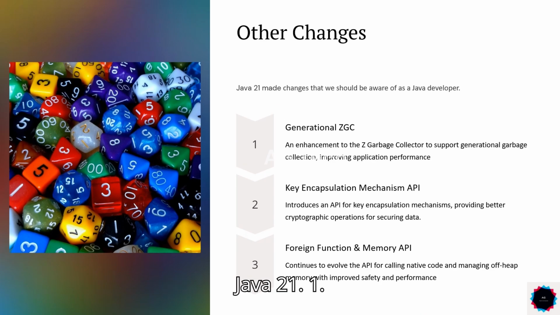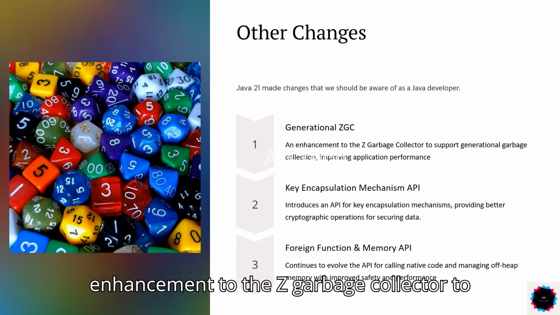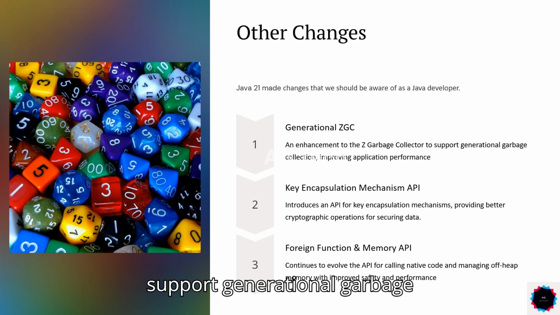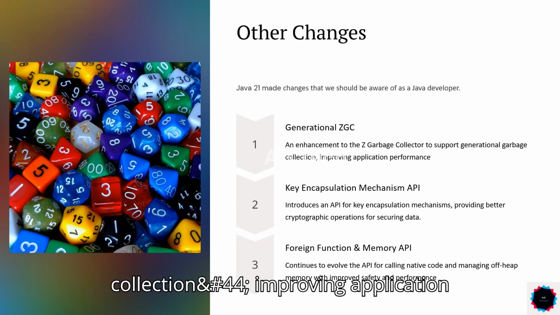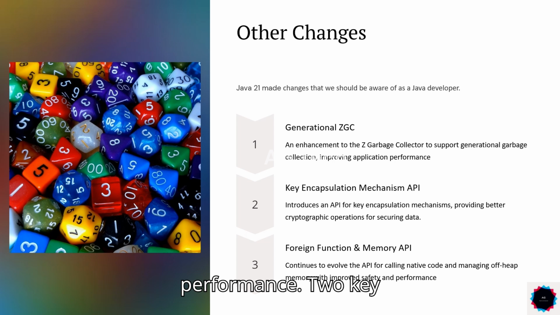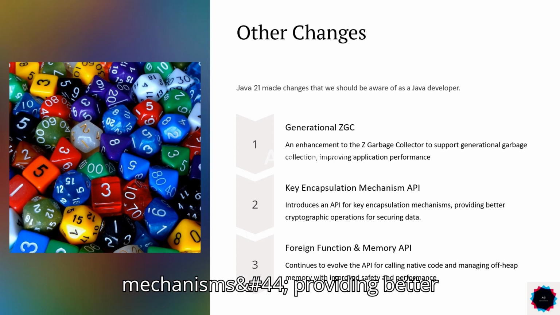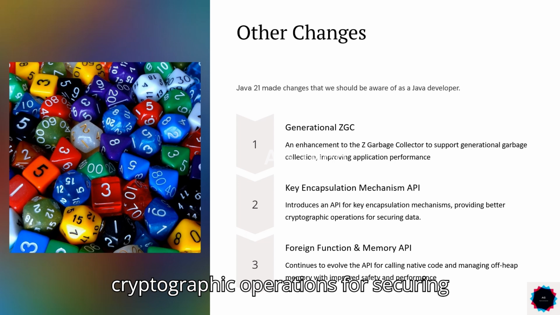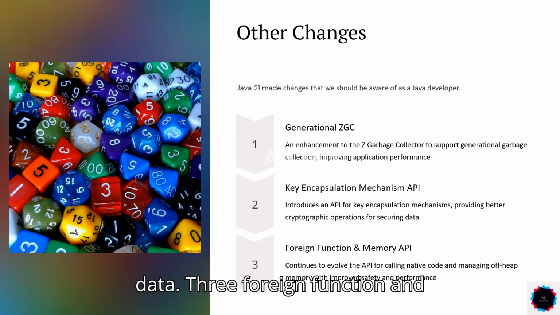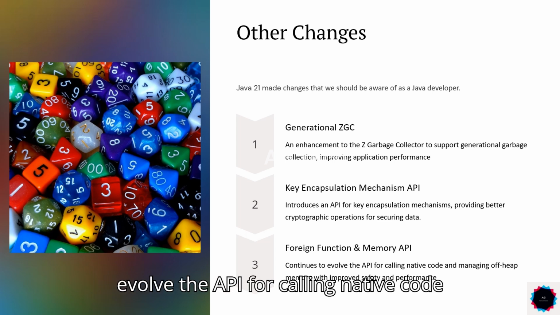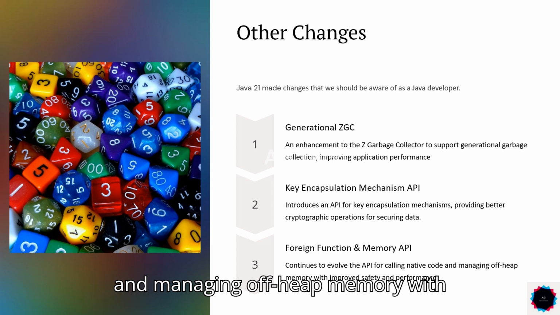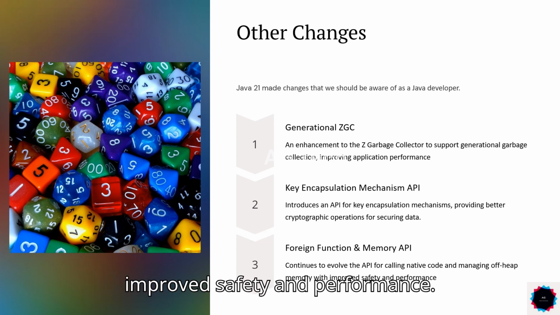Other changes in Java 21. 1. Generational ZGC. An enhancement to the Z garbage collector to support generational garbage collection, improving application performance. 2. Key Encapsulation Mechanism API. Introduces an API for key encapsulation mechanisms, providing better cryptographic operations for securing data. 3. Foreign Function and Memory API. Continues to evolve the API for calling native code and managing off-heap memory with improved safety and performance.